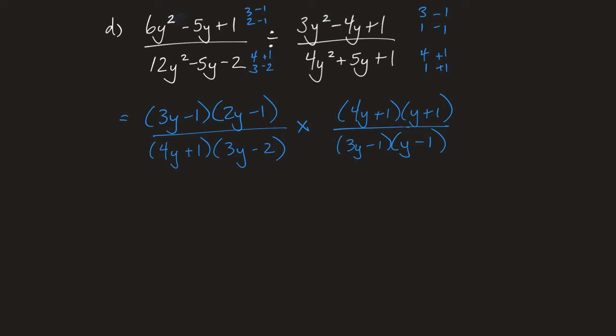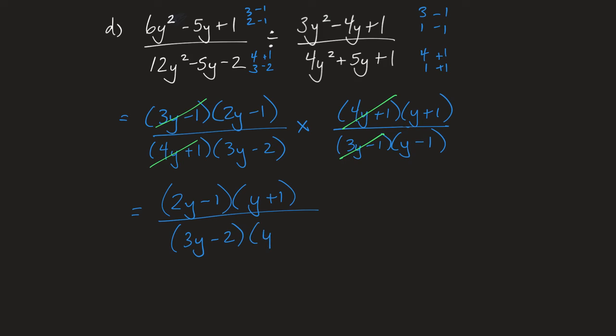Okay, I get something like that, and now I'm on the hunt to try to divide out common factors. I've got a 4y plus 1 on top and bottom. I notice I have a 3y minus 1 on top and bottom. I don't have anything else in common. I know that I do not have to expand this because nothing is going to simplify after that, so I can leave everything in factored form. There we go.